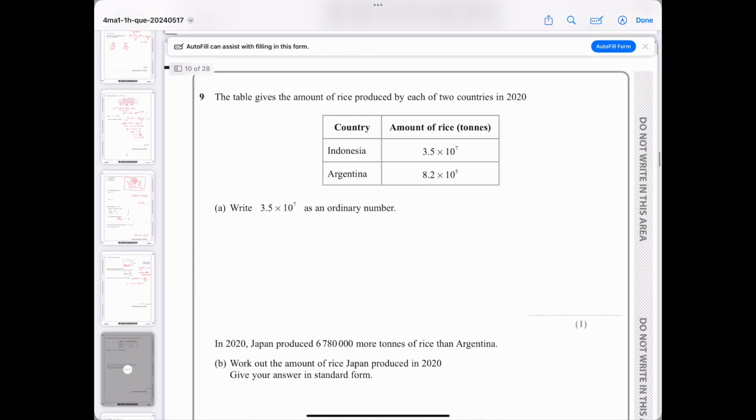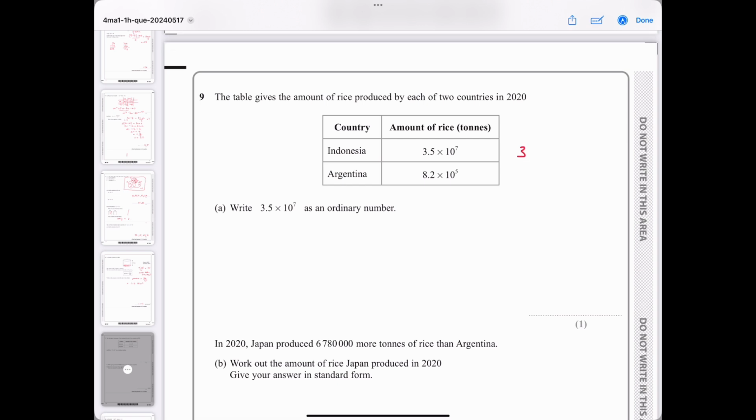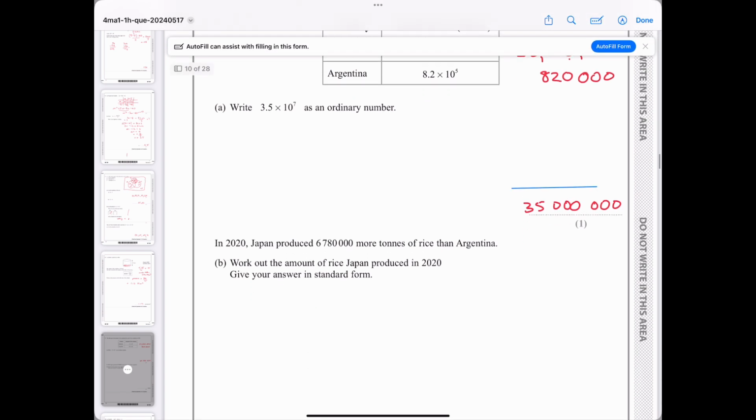Right, the table gives the amount of rice produced by 2 countries in 2020. So that's Indonesia's 35 million, and I'm just going to write out the zeros, 1, 2, 3, 4, 5, 6, 7. And Argentina is 820,000. 1, 2, 3, 4, 5. I kind of sometimes do this, when they're relatively small numbers, i.e. not loads and loads of zeros, it's much easier to look at them that way.